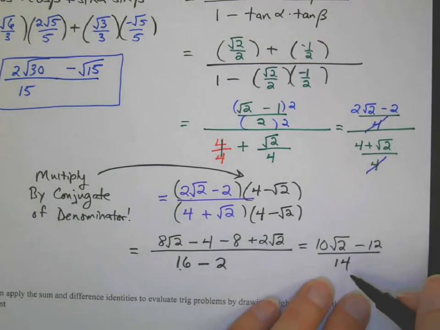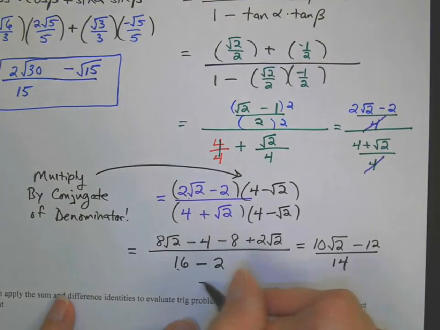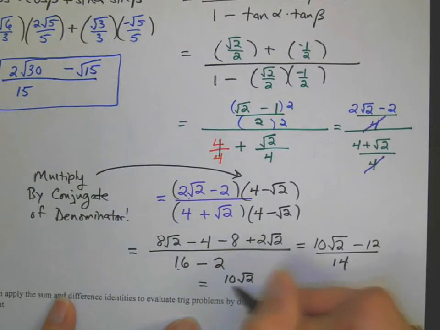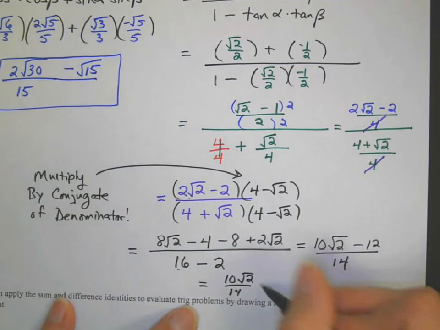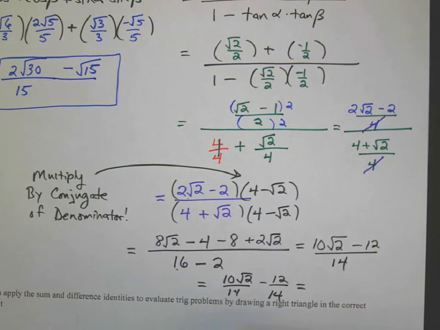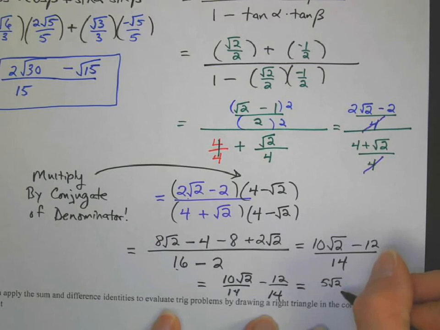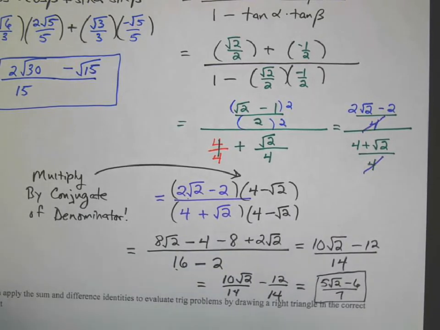Now who's going to get divided by 14? The first number or the second number? Oh, both of them. So what I'm going to do here is write this a little differently. I'm going to say 10 radical 2 gets its own denominator, and then 12 is going to get its own denominator, so you guys can simplify and tell me the final answer. 5 radical 2, and that's going to be over 7. Oh, so is this one. That's going to be minus 6 over 7. There you go. Final answer.